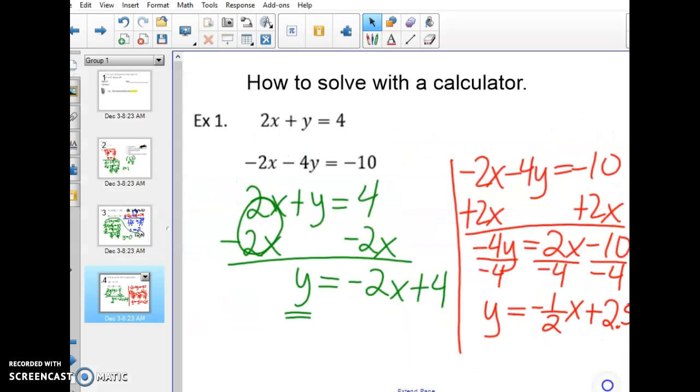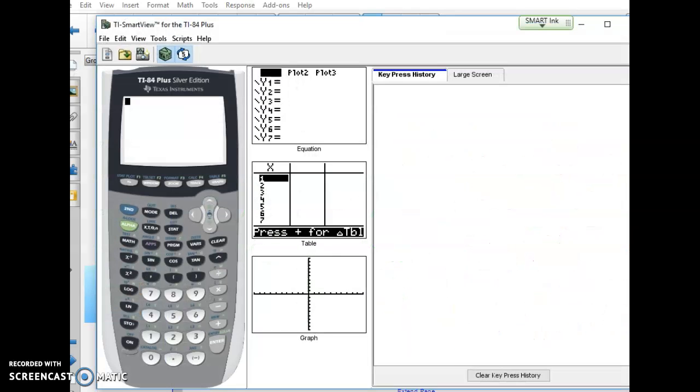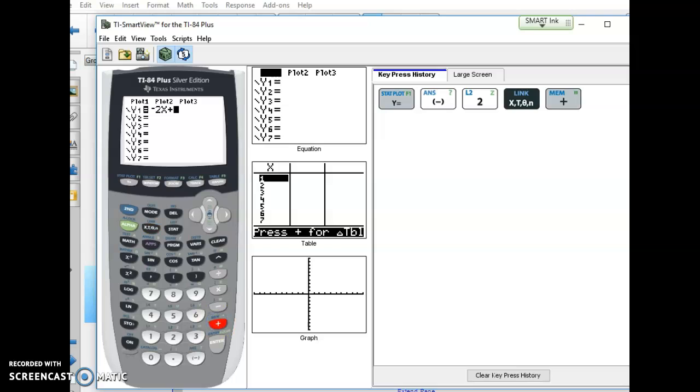Now, let's go ahead and put these in the calculator. So grab your calculators. And if you don't have a calculator, you could always do this on Desmos. Go ahead and press the y equals to enter the equation. First one up was negative, and make sure you use the negative button, not the subtraction sign, 2x, and then we're adding 4.